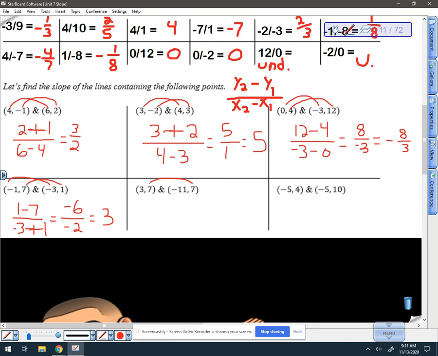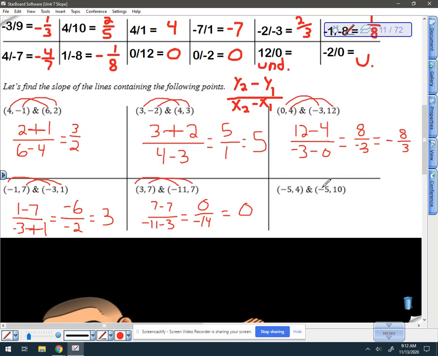Let's check this one. Our second y minus our first y, and then our second x, negative 11, minus our first x, which is 3. So 7 minus 7 is 0 over negative 11 minus 3. If you're at negative 11 and go down 3, you'll be at negative 14. Simplify that. 0 divided by anything is 0.